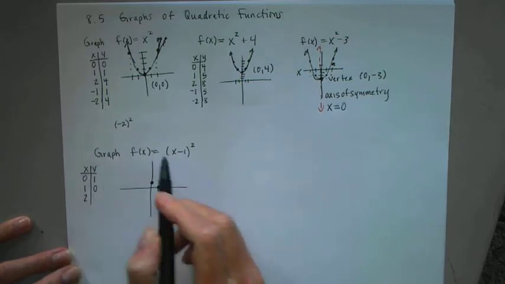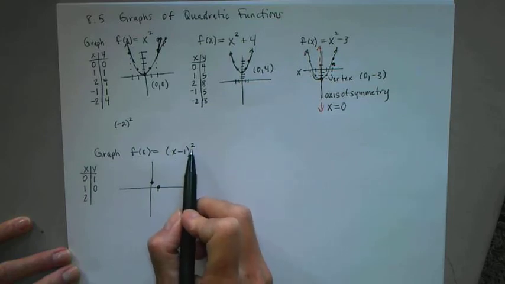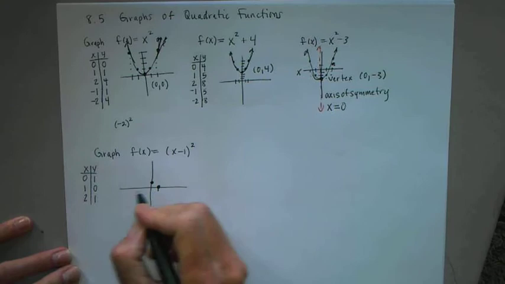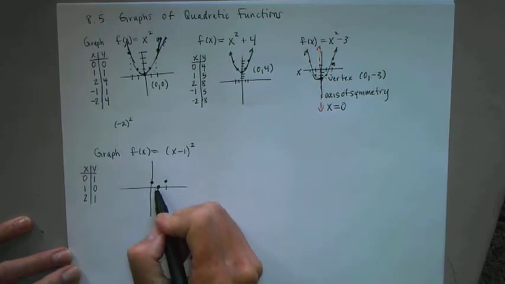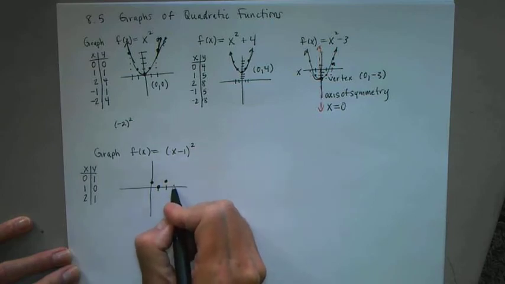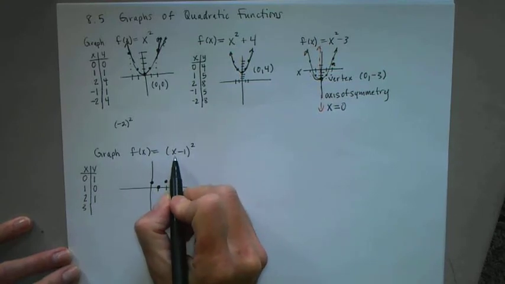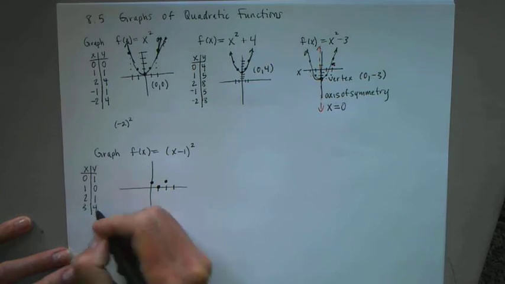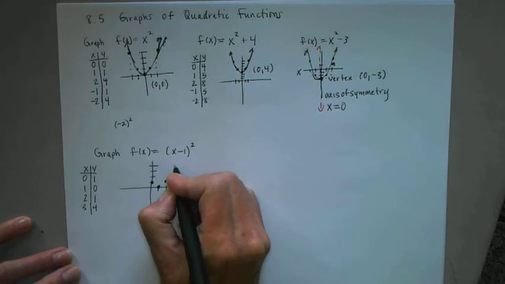Let's put in 2. So if I put in 2, I get 2 subtract 1 is 1, and 1 squared is 1 again. So I go over 2, up 1, and now you might notice that, oh, that must be my vertex, because that's the bottom. So now I must be going up on both sides. But let's make sure. Let's put in 3. 3 subtract 1 is 2. 2 squared is 4. So over 3, up 4.